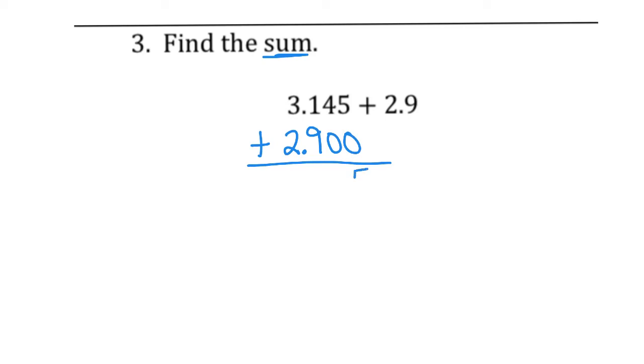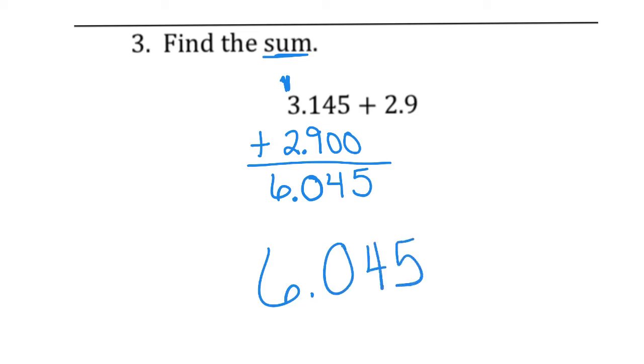5 plus 0 is 5. 4 plus 0 is 4. 1 plus 9 is going to give me 10, but we don't write a 10. You can only have one number per placeholder. And then you carry this 1. And then 1 plus 3 is 4, plus 2 gives us 6. So our final answer for number 3 is 6 and 45 thousandths, because it's 3 numbers behind the decimal.